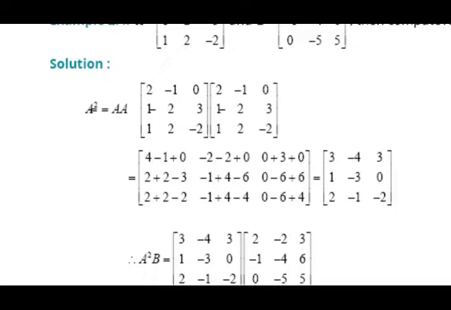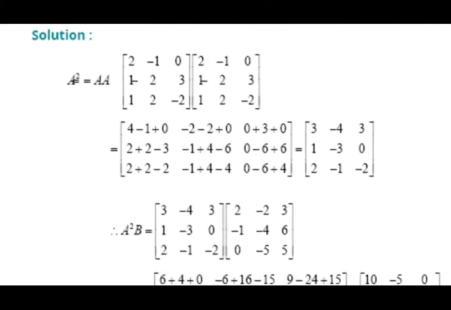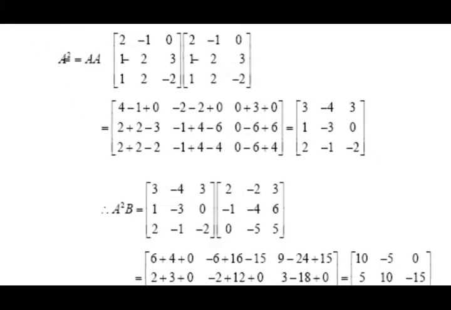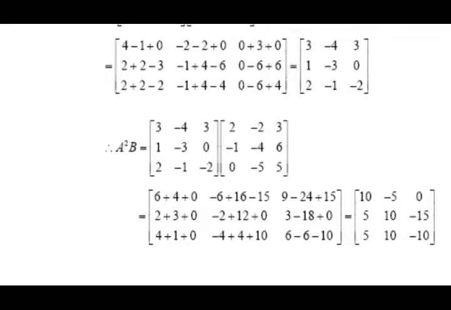And then the first row multiplied by the third column. Same process for the second row with the 3 columns and then the third row with the 3 columns, and then we add these values. It becomes A squared, and then we multiply A squared by B. Again we write A squared and then B and multiply. Same process: first row multiplied by the 3 columns of B, then the second row, and the third row.